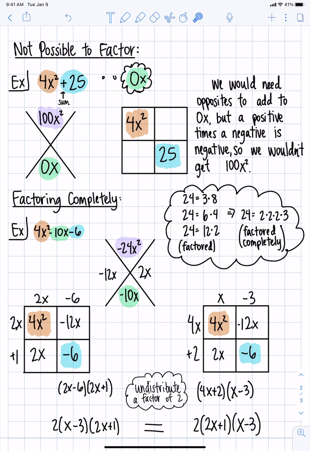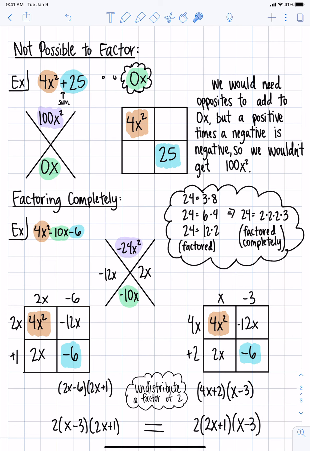So we multiply these across, and we're always going to get this negative 24x squared on top. We need to add to negative 10x. And the two numbers that will help us get there are negative 12x and positive 2x. If you don't trust me, you can check it and let me know. So there are a couple of different ways that we could factor this. In one way, we'll end up with a 2x plus 1 and a 2x minus 6. That's how I get this one on the left. If we look at it a little bit differently, we can also do a 4x plus 2 and an x minus 3. We'd end up with this expression right here.